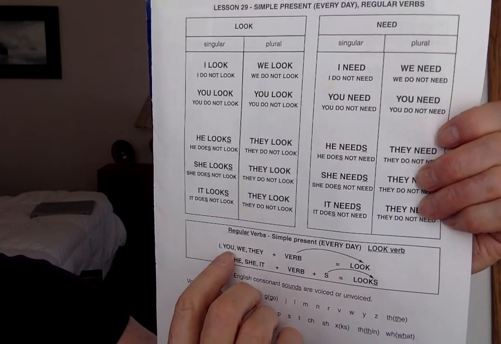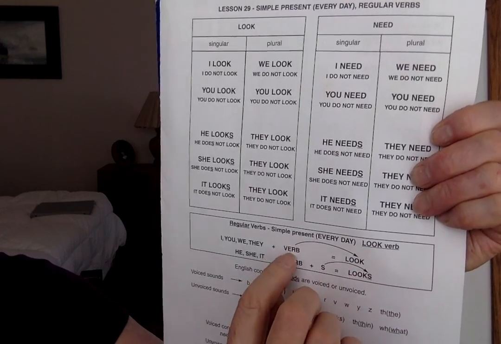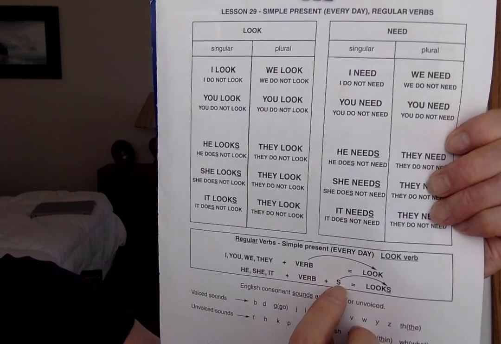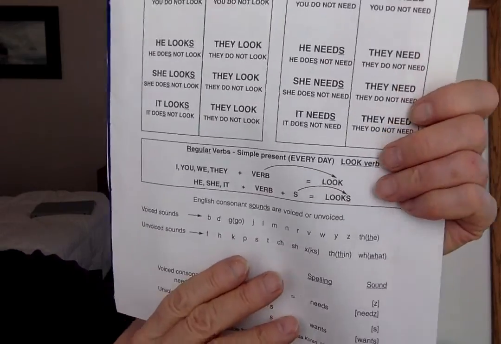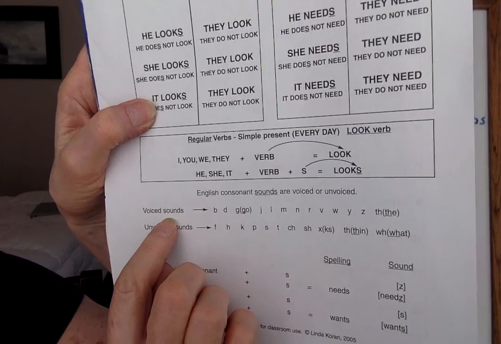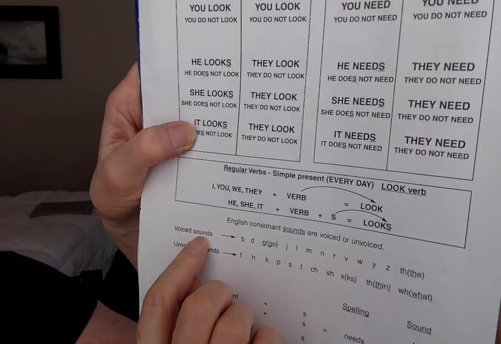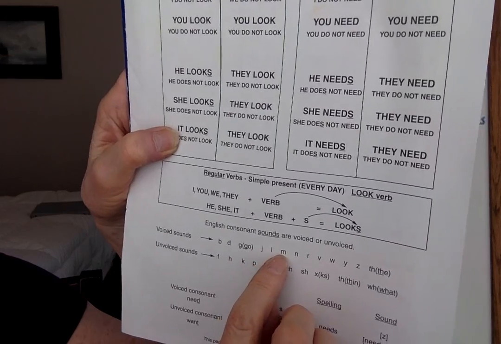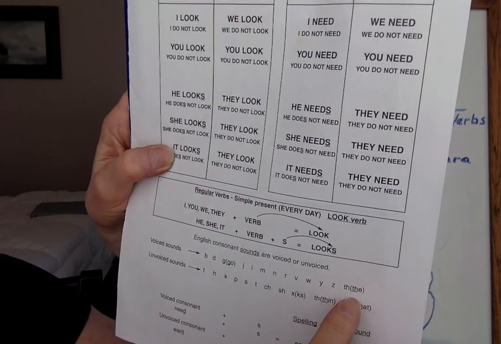Well, here we have this. I, you, we, they, plus verb is look, right? Solamente el raíz. He, she, it, plus el raíz, plus es. Looks. Now, have a look here. Remember, recuerde, we have our voiced sounds, sonidos de inglés. Con voz: b, d, g, j, l, v, w, y, z, and th.